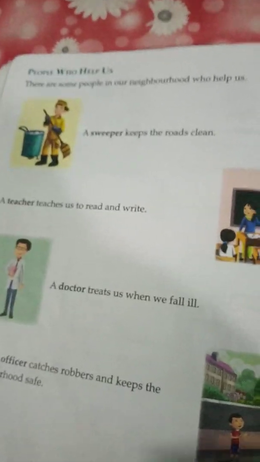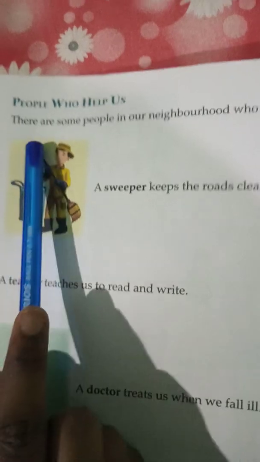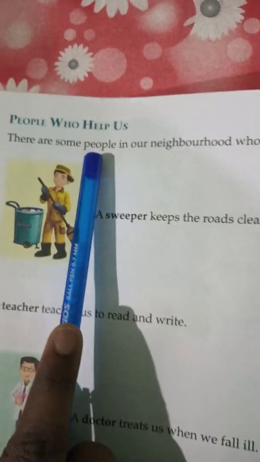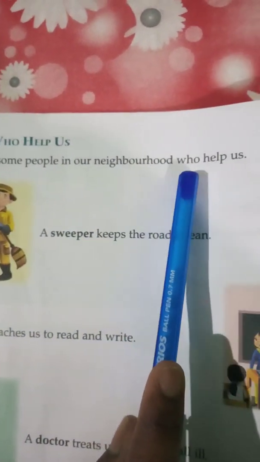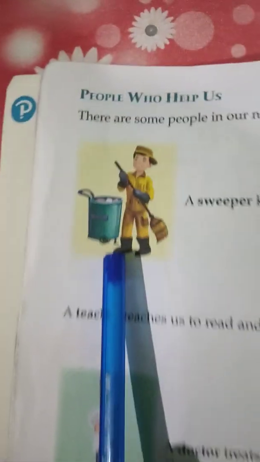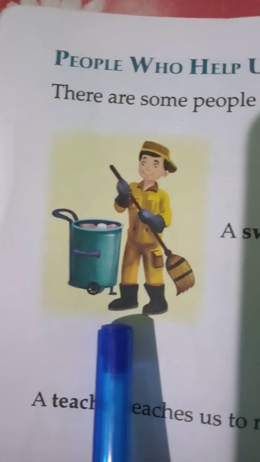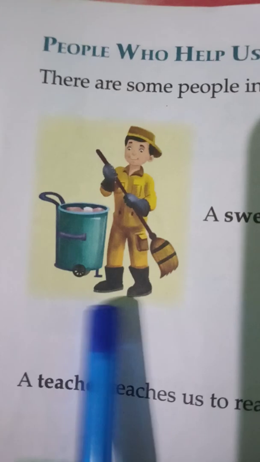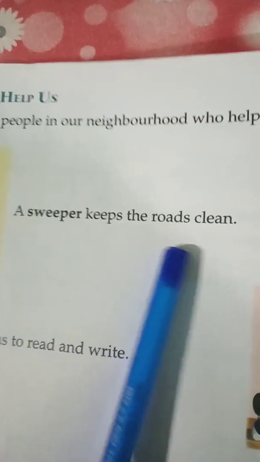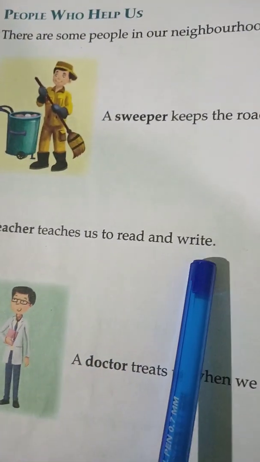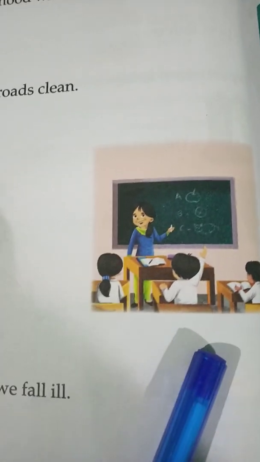Next one is people who help us. There are some people in our neighborhood who help us. First one is a sweeper. Have you seen the picture of the sweeper? See, very clearly it's given. A sweeper keeps the road clean. A teacher teaches us to read and write. See the picture of the teacher, how the teacher is teaching and the students are listening very quietly.